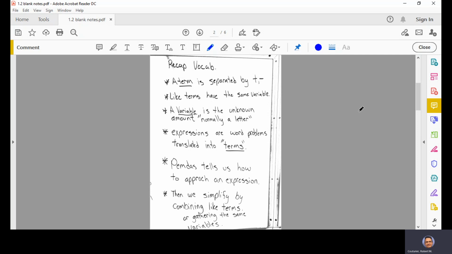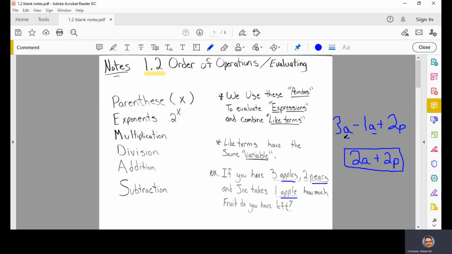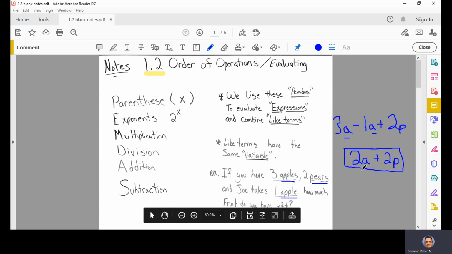Key vocabulary concepts here. A term. In algebra, a term is any grouping that is separated by addition or subtraction in an expression. Like our previous example, 3a minus 1a plus 2a. This would have three terms. There's three individual pieces being separated by addition or subtraction. The end answer was only two terms because there were two pieces being separated by addition or subtraction.